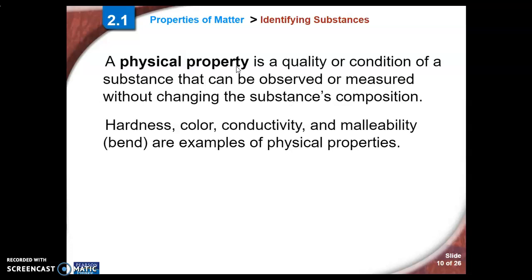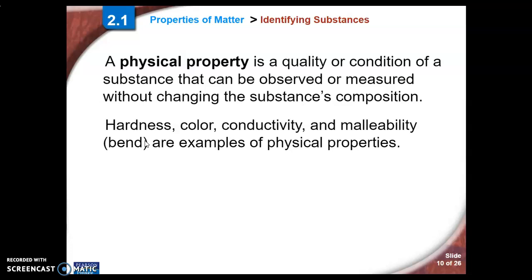Physical properties. We looked at their physical properties. A physical property is a quality or condition of a substance that can be observed or measured without changing the substance composition. Hardness, like rocks, they are hard. Color, like water, it's a colorless liquid. It's a colorless compound. Conductivity means conducting electricity. For example, a rubber band does not conduct electricity, but a copper wire conducts electricity. It's a physical property. Why? You can measure it.